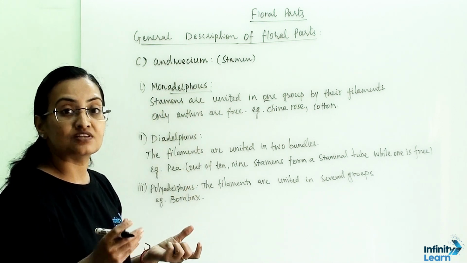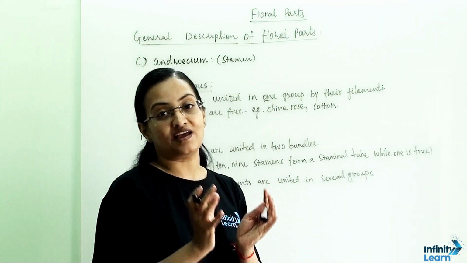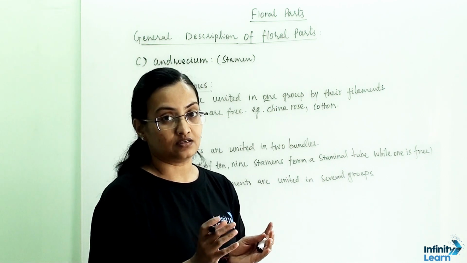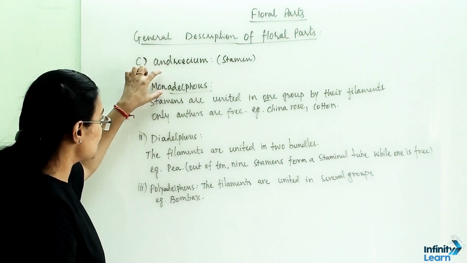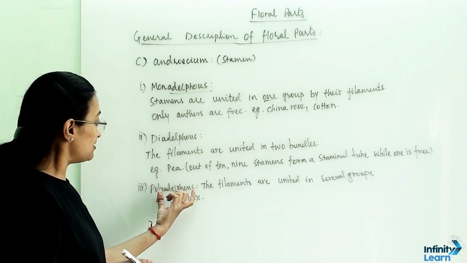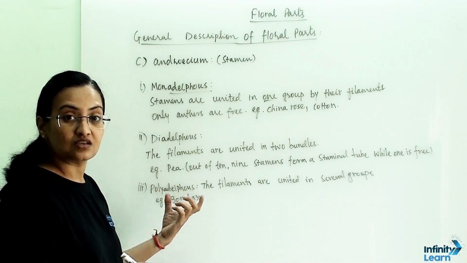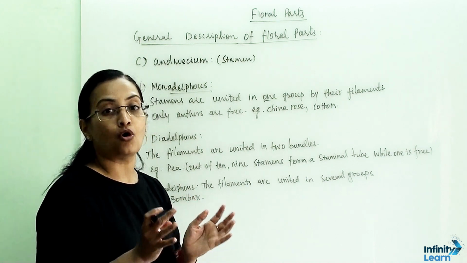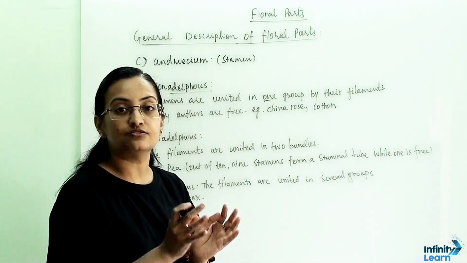The meaning of adelphous is a group of anthers, or a bundle of anthers. So mono means one bundle of anthers, and di means two bundles of anthers. Wherever we add adelphous, it means these are a group of anthers, collectively together.